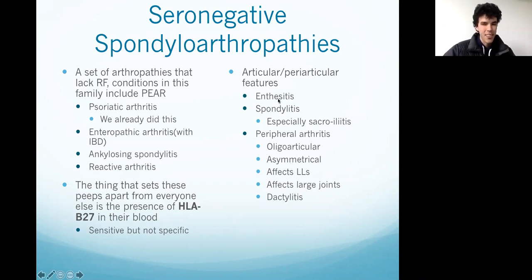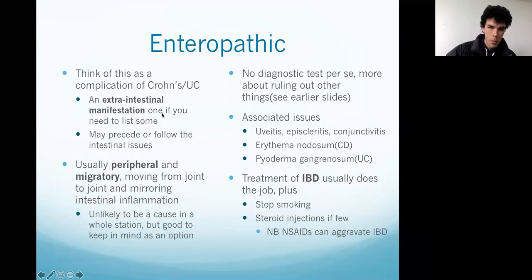So enthesitis is pain where ligaments and tendons insert into bone. A classic one would probably be either the Achilles or plantar fasciitis, where you get classic first step pain in the morning. Spondylitis is basically problems with your spine, especially sacroiliitis, which is between the sacrum and the pelvis on either side. And then you can get peripheral arthritis in a very non-specific pattern. Big joints, oligoarticular, asymmetrical. You can get swelling of these fingers and joints as well.